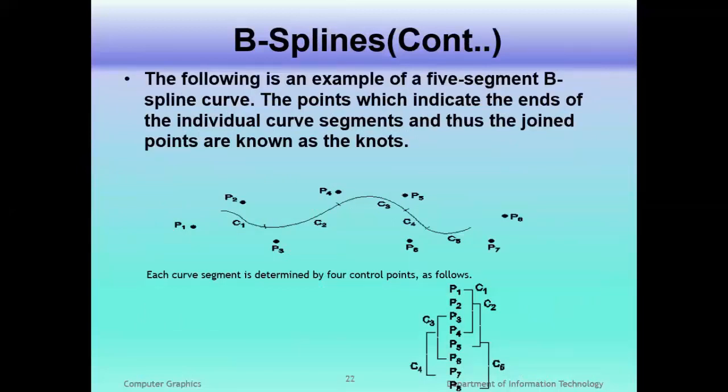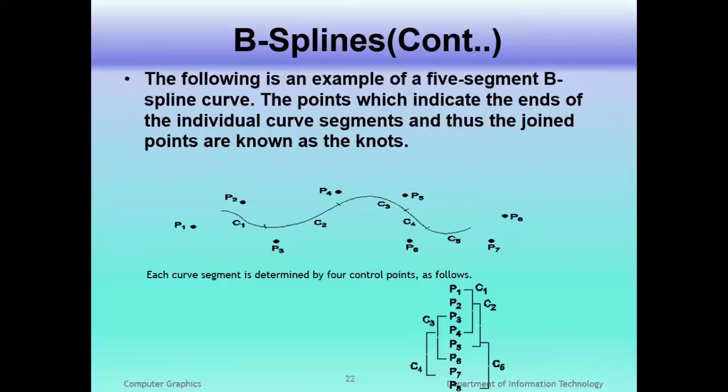The following is an example of a 5-segment B-spline curve. The points which indicate the ends of individual curve segments, and thus the joint points, are known as knots. Each curve segment is determined by 4 control points as follows.